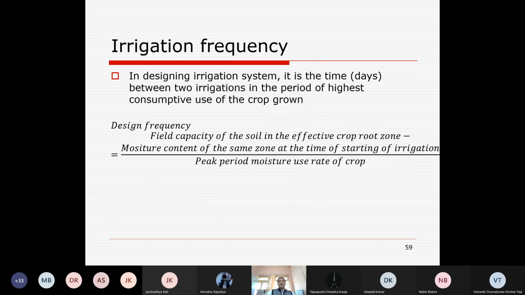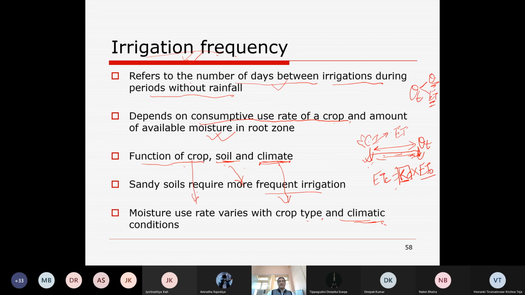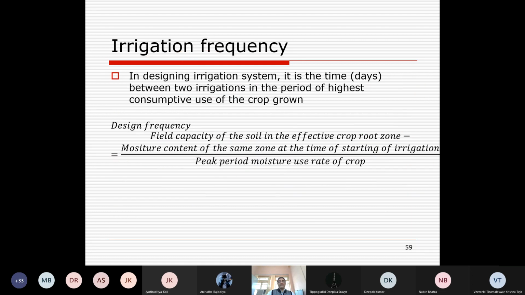Now, if we know this is the irrigation requirement, this is the irrigation frequency, how do we find out when to irrigate? So it's basically irrigation frequency. In designing an irrigation system, suppose we are planning an irrigation system, channels and water source planning, then in the design of the irrigation system, it is the time in days between two irrigations in the period of highest consumptive use.